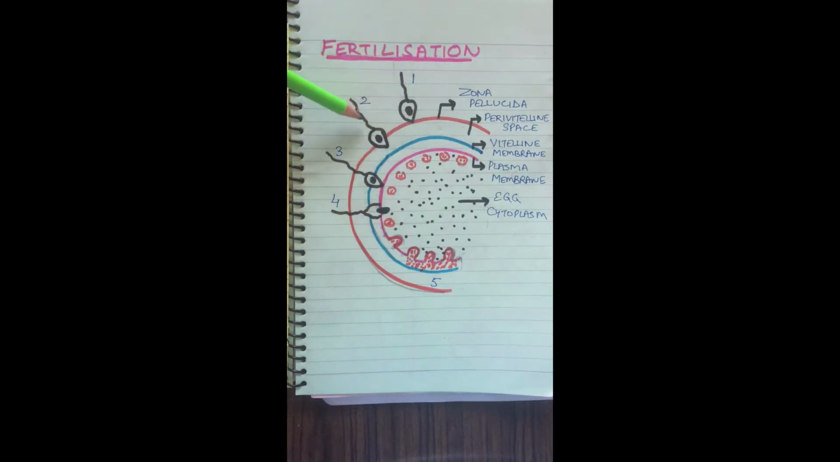Now you see here, the sperm has crossed the zona pellucida layer. Then it moves further, and the hydrolytic enzymes of the acrosome will further dissolve the plasma membrane. The plasma membrane of the sperm and the ovum plasma membrane fuse, and the sperm nucleus is introduced into the cytoplasm of the ovum. Once the sperm nucleus has been introduced, what happens?